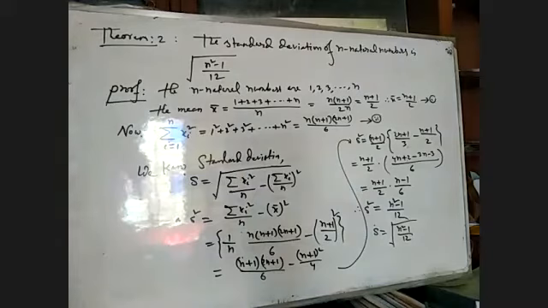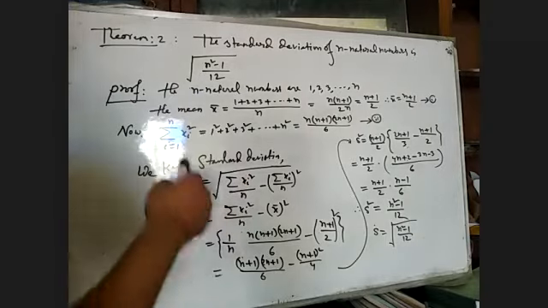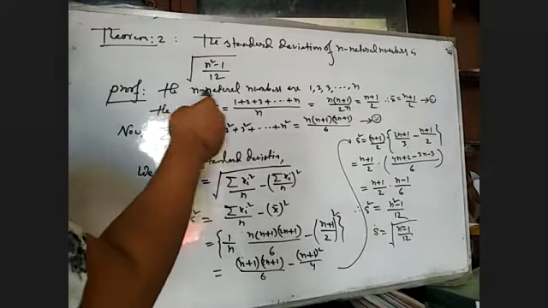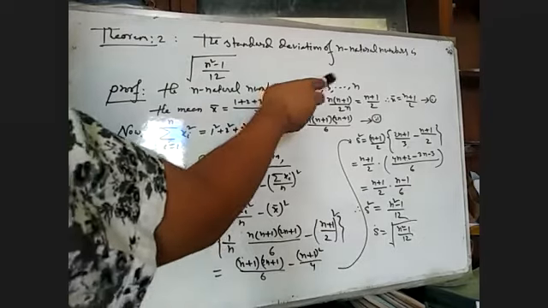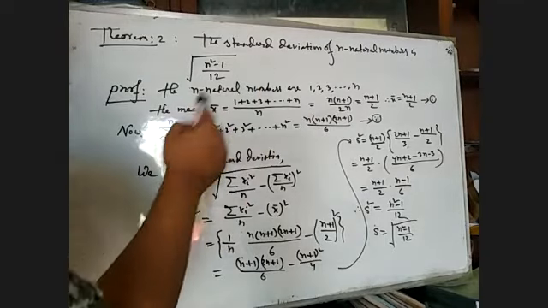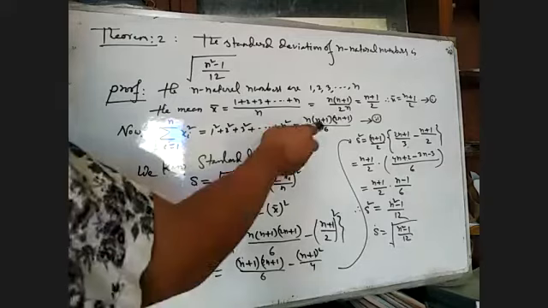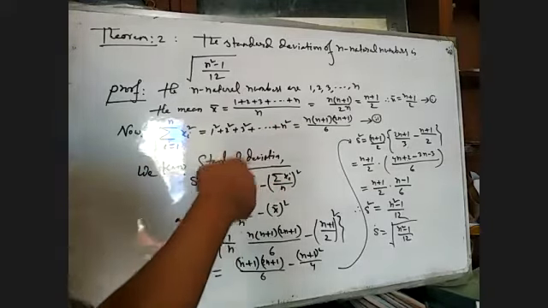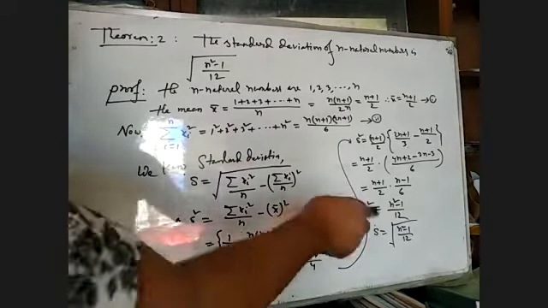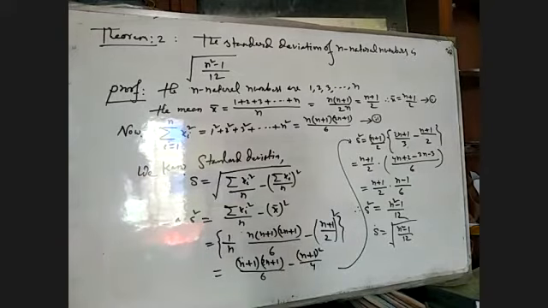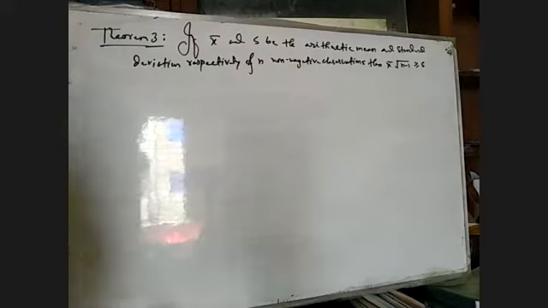Very easy. That means the standard deviation of n natural numbers is square root of (n square minus 1) by 12. Very easy. First of all, taking some n natural numbers, then taking their mean and their sum of squares, then putting these values in the standard deviation formula, we get the required result.